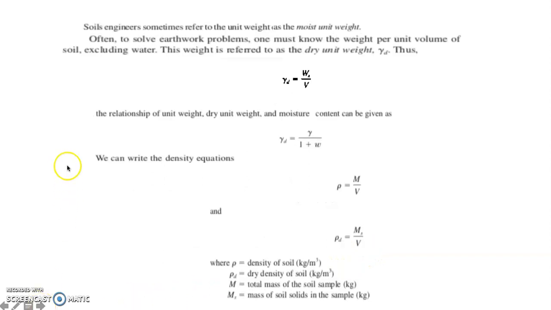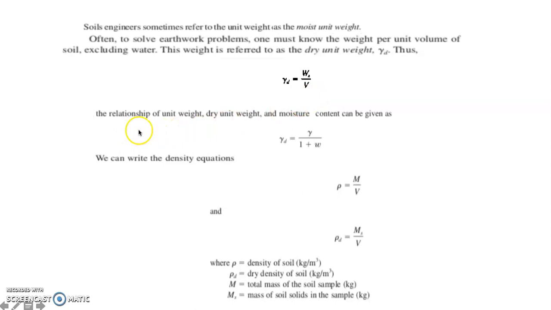Soil engineers sometimes refer to the unit weight as moist unit weight. Meaning to say, unit weight can also be known as moist unit weight. For example, in a certain problem, you are required to compute for moist unit weight. When we talk about moist unit weight, you are referring to unit weight. So that is the connotation for moist unit weight. Dry unit weight is equivalent to weight of the solid over total volume.